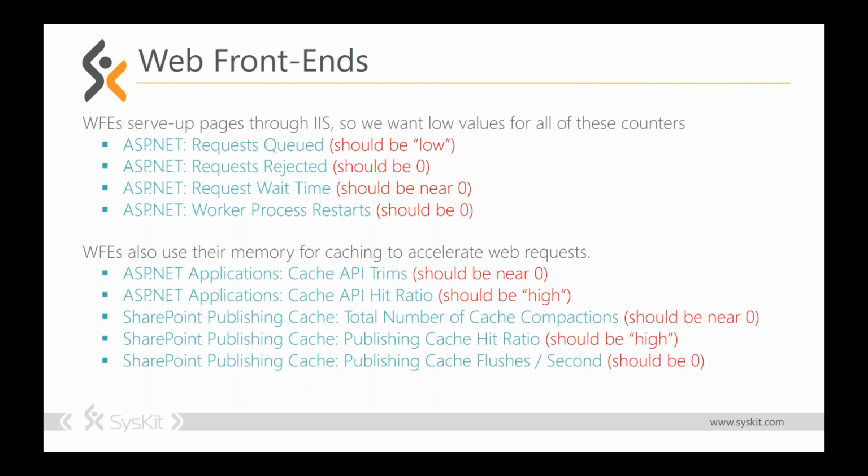Web front ends also use their memory for caching to accelerate web requests. This is one of the great uses of web front ends. SharePoint provides several different cache types. Two of the three that I'm thinking of are based in memory. Those are the object cache and the output cache, which piggybacks, SharePoint's output cache piggybacks on ASP.NET's output cache almost directly.